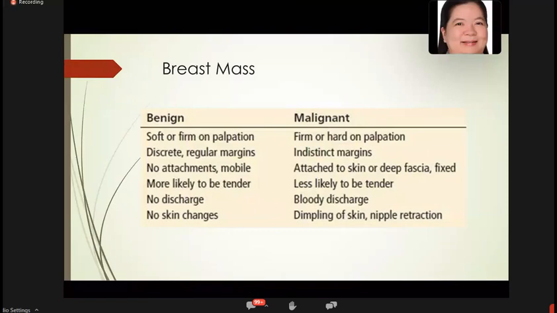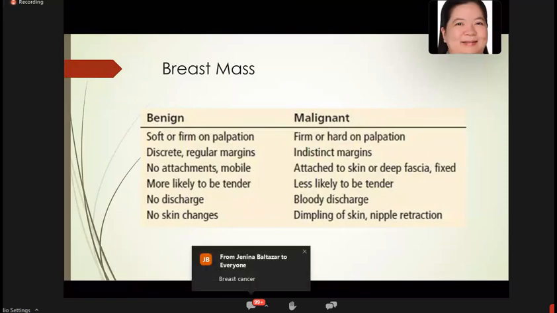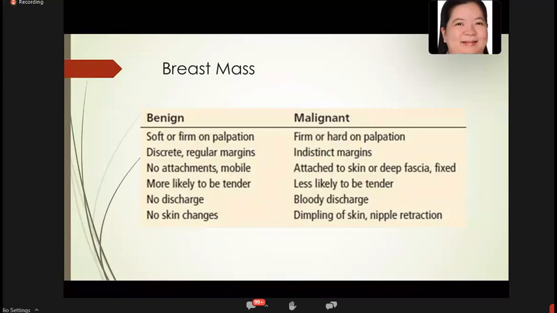Most benign masses, they are soft, no? Or sometimes they are rubbery, okay? On palpation, they have a discrete and regular margin. They are well encapsulated, okay? Usually they are mobile. They are not adherent or attached to the surrounding tissues. More likely they are tender, no? Especially during period, lalo mga menstruating patients ninyo. Most of them do not present with nipple discharge, and there should be no skin changes, no?